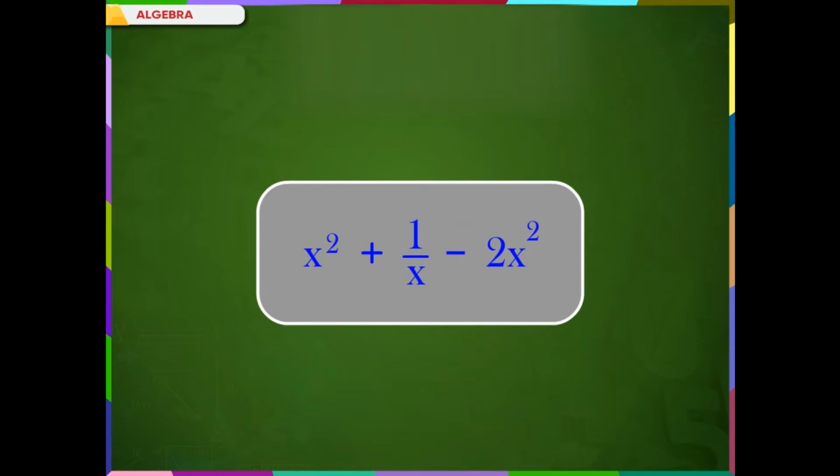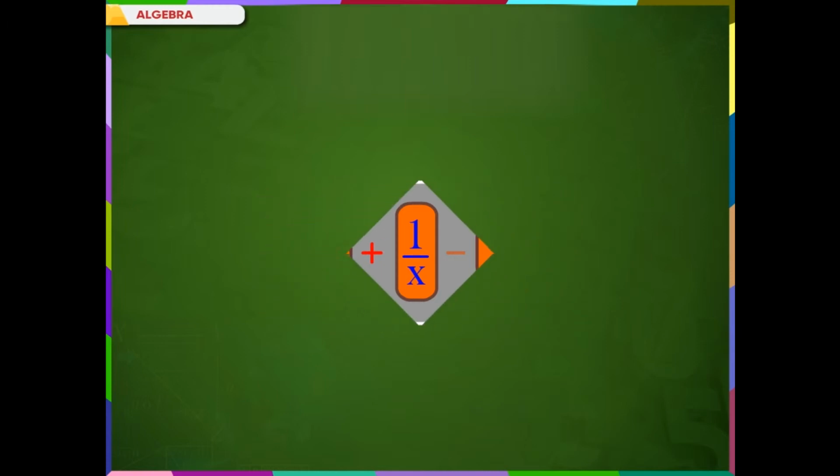Remember that an algebraic expression with more than 3 terms and variables having positive powers only are called polynomials. If the variable has a negative power, then it is not called a polynomial. For example, x squared plus 1 by x minus 2x squared is not a polynomial because the term 1 by x has power x raised to minus 1.